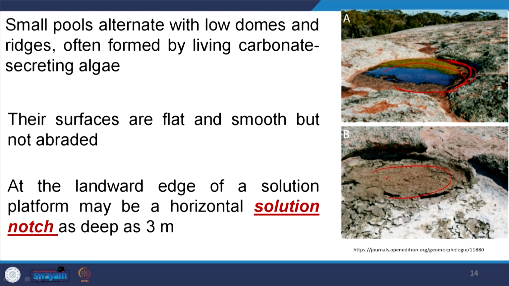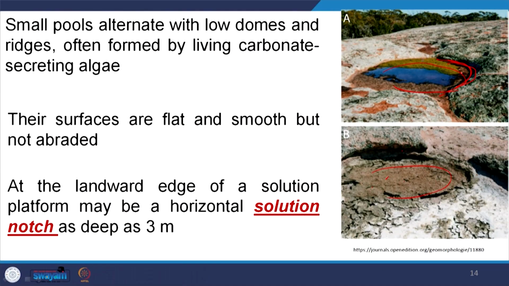Solution notches, like wave-cut notches, cut into the landmass and finally make the upper rock gravitationally unstable, and that will promote mass wasting. So due to biological action and solution activity, notches are formed and there will be mass wasting. The complete package is there. The modification of the landform is due to chemical action as well as mass wasting.